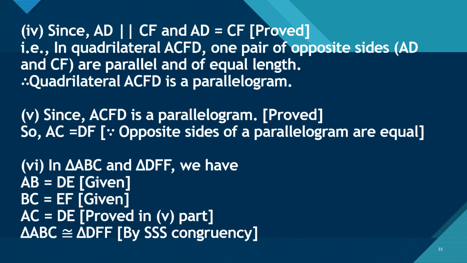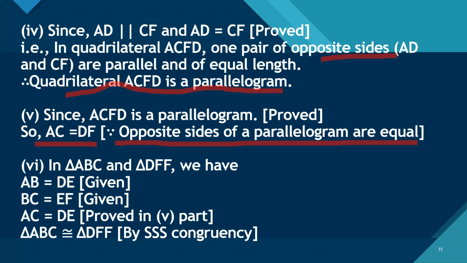Since AD is parallel to CF and AD is equal to CF, as proved, in quadrilateral ACFD one pair of opposite sides, AD and CF, are parallel and of equal length. Quadrilateral ACFD is a parallelogram. Since ACFD is a parallelogram, AC is equal to DF, because opposite sides of a parallelogram are equal.